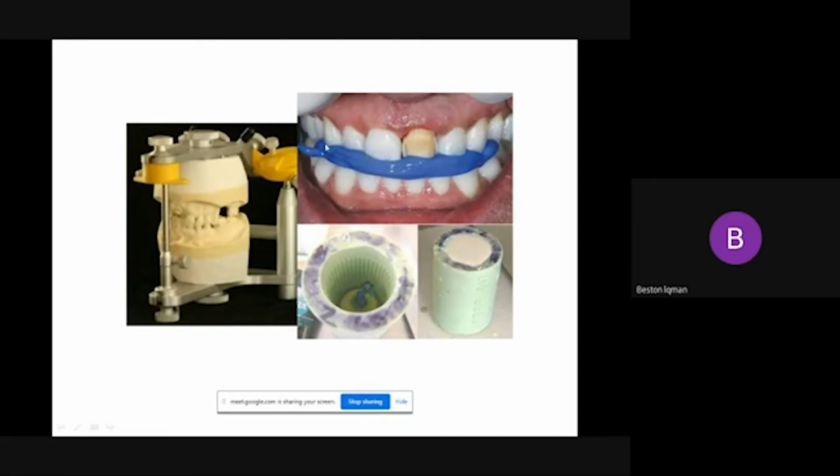According to this bite, you can gain your relationship between two jaw.